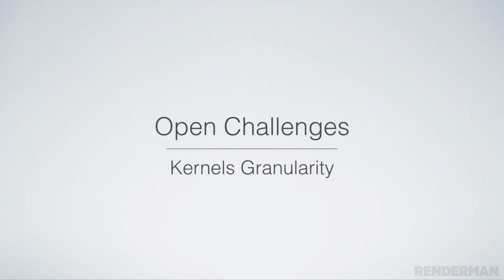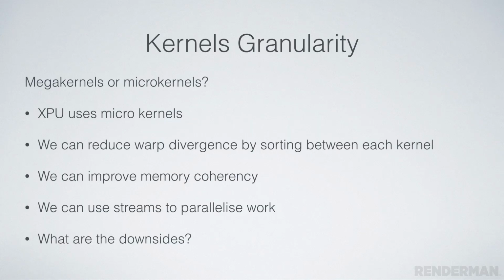So the second part of this presentation is to do with kernel granularity. In XPU, right at the beginning, we spent some time analysing the benefits of megakernels over microkernels, and using microkernels to solve the light transport problem was decided the best approach. This is strongly coupled with sorting. We're able to sort in the intermediate steps for the next part of the pipeline, then we get very good execution coherency and possibly memory coherency when it comes to tracing rays.